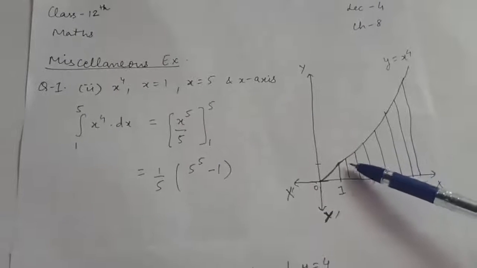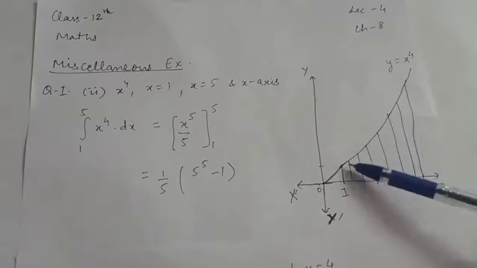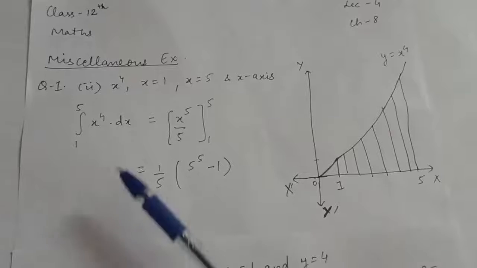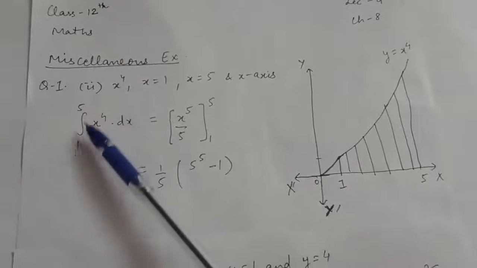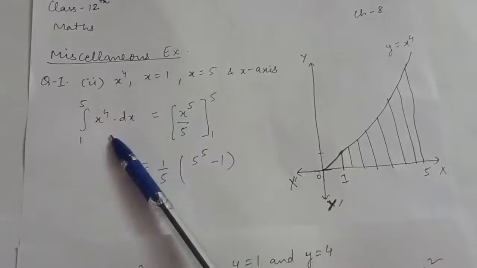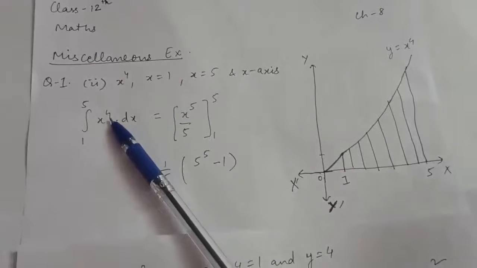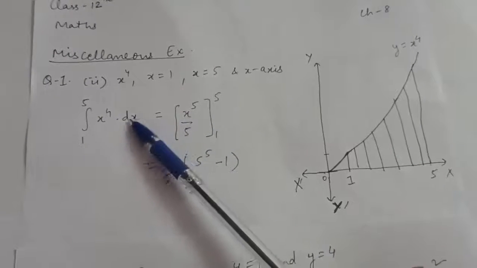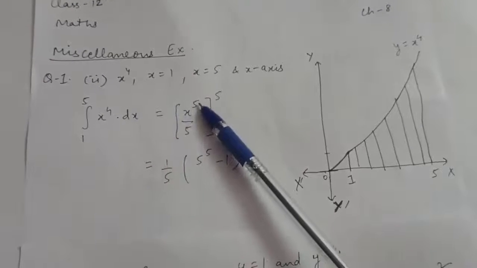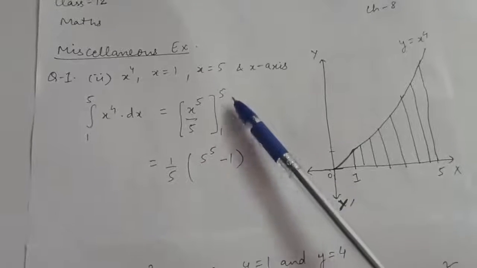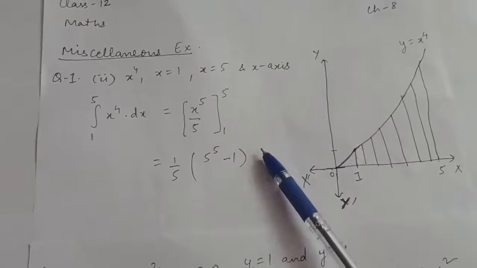Now, because the region lies below this curve, the limits are from 1 to 5. Because the limits we have taken from the x-axis, the function will also be taken in terms of x. Function is x raised to the power 4 into dx. Now, integral of x raised to the power 4 is x raised to the power 5 upon 5, and the limits are from 1 to 5. Put the limits, you will get this as the answer.